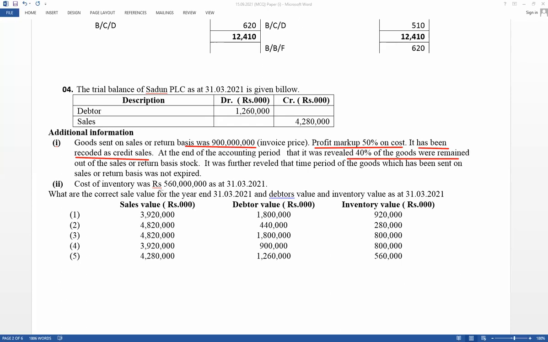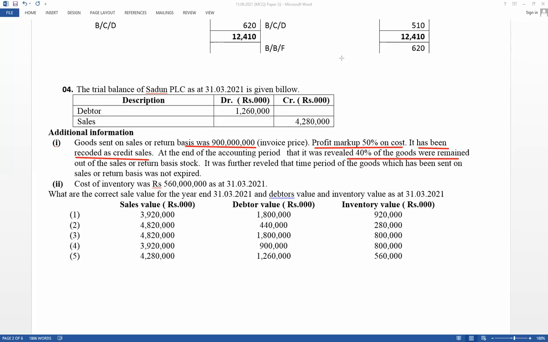As well as, given closing inventory available at the store on 31st March 21, goods sent to the other business on sales or return basis, if those are not sold, their cost value should also be considered as inventory. If goods sent are not sold, the cost of what was sent, we take as inventory. It affects debtors, sales as well as inventory. And think, cost value is not given. Cost value can be calculated by using profit markup.